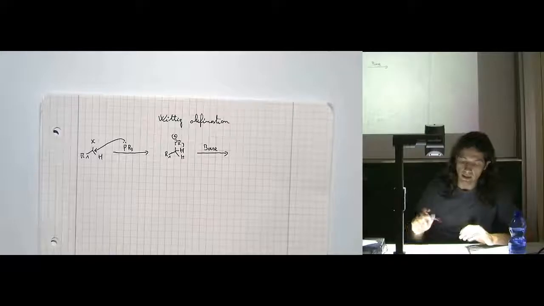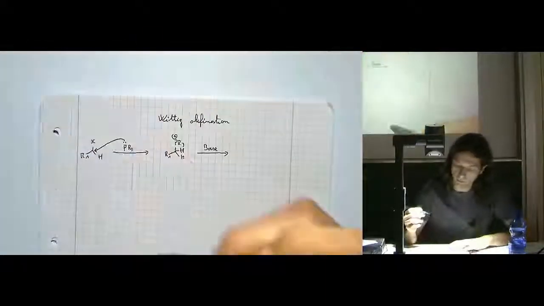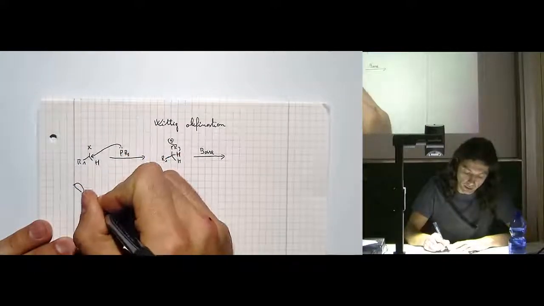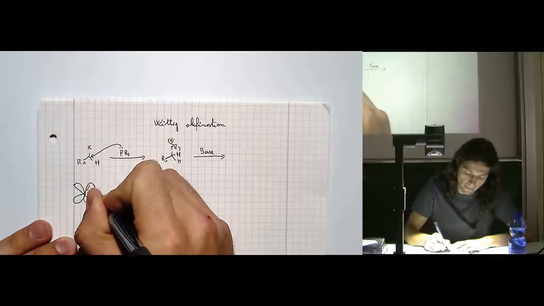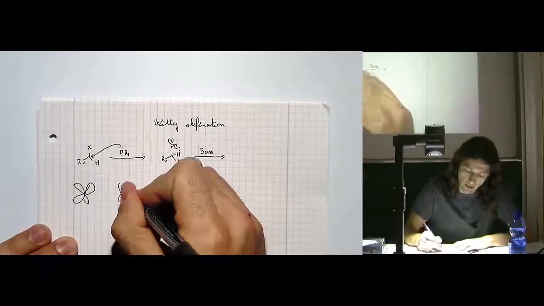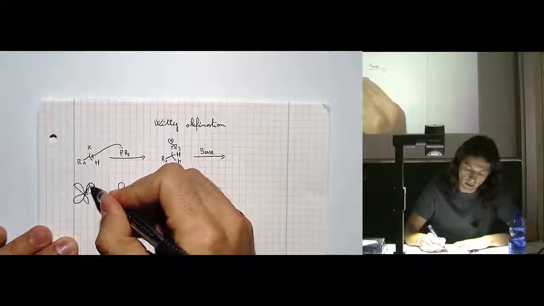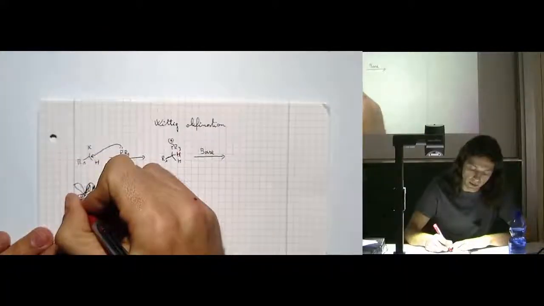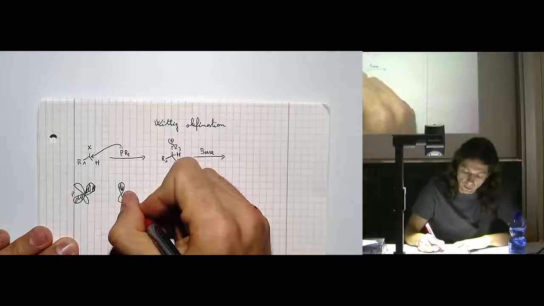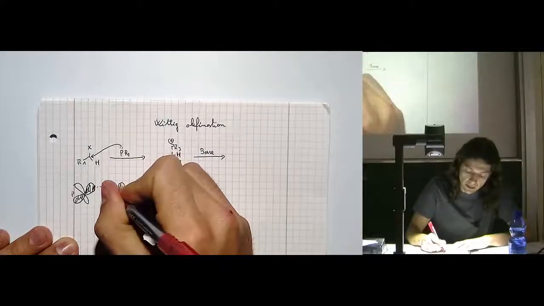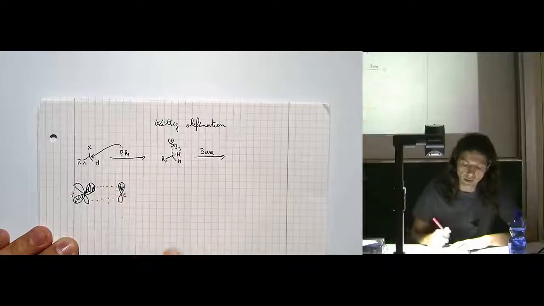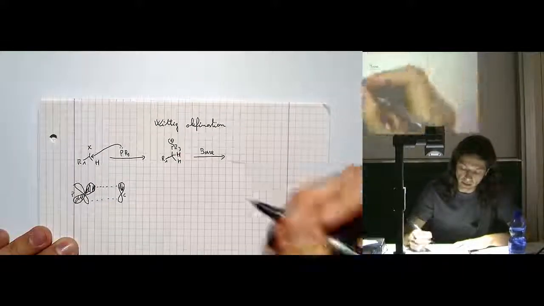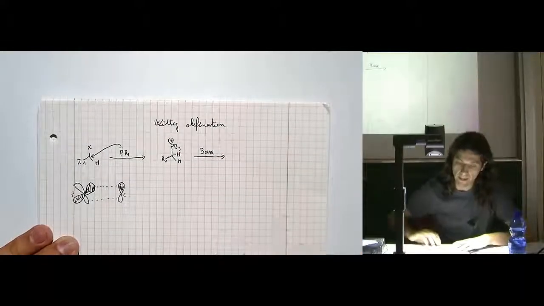So what I mean is there can be a stabilizing interaction between, if we draw the orbitals, the d orbital from the phosphorus and the p orbital from the carbon. So it's possible to have a stabilizing interaction between the p orbitals and the d orbitals of the phosphorus. So okay, the deprotonation of this intermediate gives rise to the ylide.